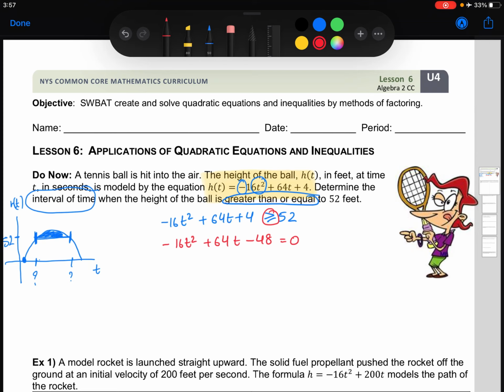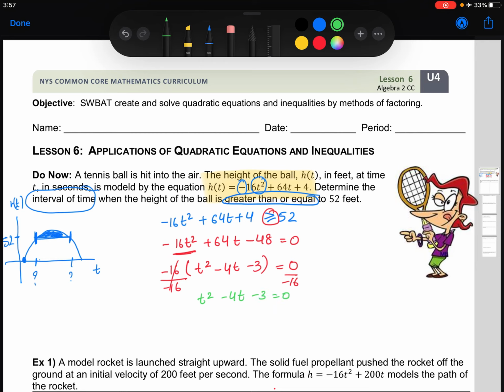You always look for your GCF and always make sure that your leading coefficient, which is t squared, should be positive. What's the GCF of 16, 64, and 48? It is negative 16. I'm going to factor that out and I'm left with t squared minus 4t minus 3 equal to 0. You can choose to divide by negative 16 on both sides, right? If there was a variable attached to 16, don't do that because you'll end up losing a solution. So this cancels and I'm left with t squared minus 4t minus 3 equal to 0.